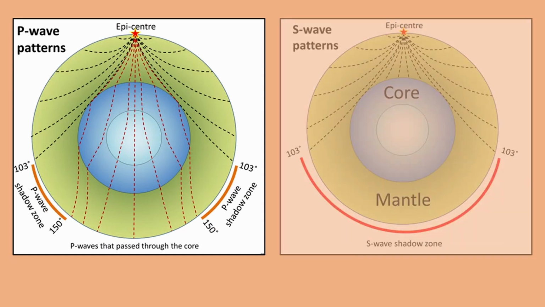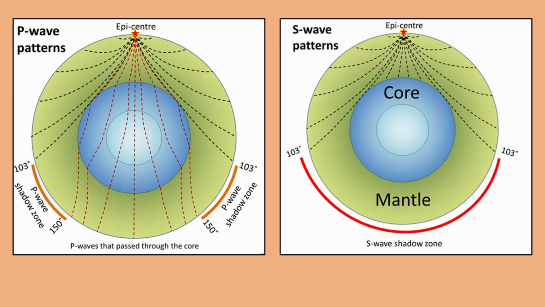Now let's have a look at the S waves. Now, S waves, as you can see here, there's a bit of a difference to what the P waves are. So when we look at the mantle, so the green section, you can see that the S waves are nice and normal, right? They're able to travel through, but then you can see at the bottom that there's this really big S wave shadow zone.